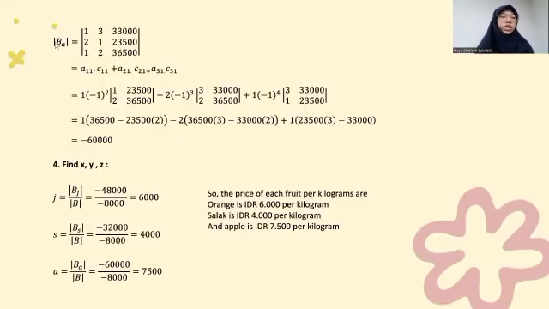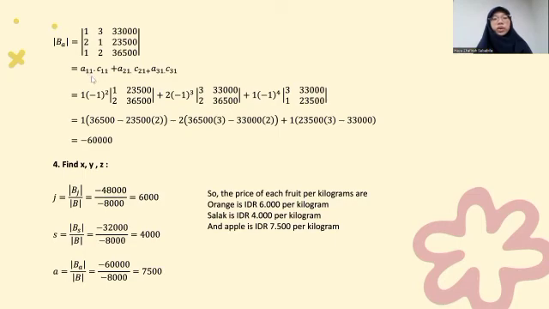And the next is for PA. It is the same, but we change the third column with the prices. As before, for PJ we change the first column, for PS we change the second column, and for PA we change the third column with the prices. We find the determinant using minor and cofactor, still using the first column cofactor.